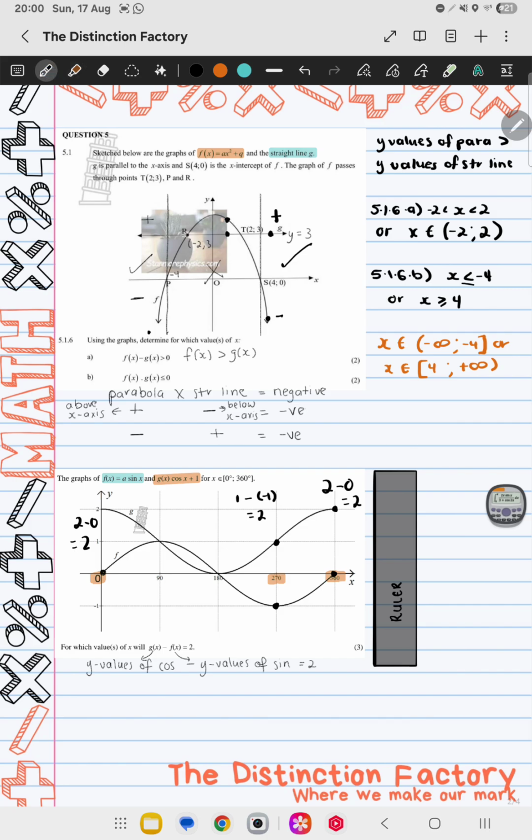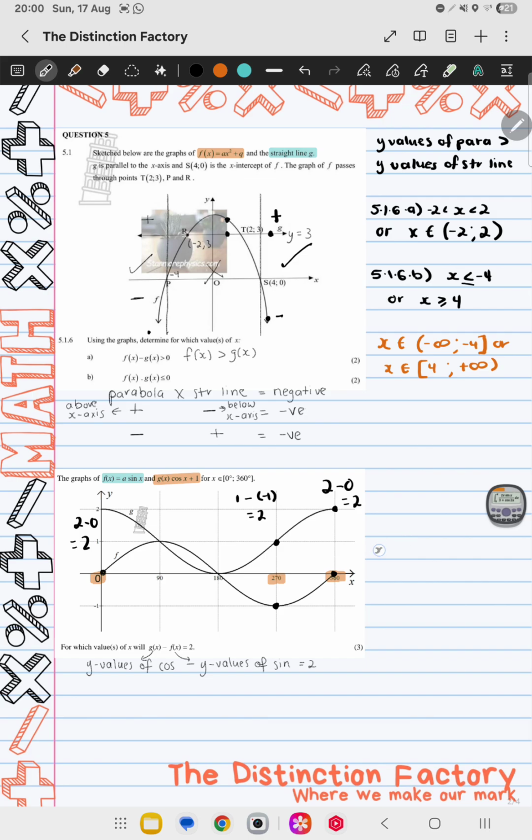So I have 3 different x values where the y of g of x minus the y of f of x gives me 2. So I'll have to write out all 3 of those values. Let me just delete my ruler. And now we can represent our answer.